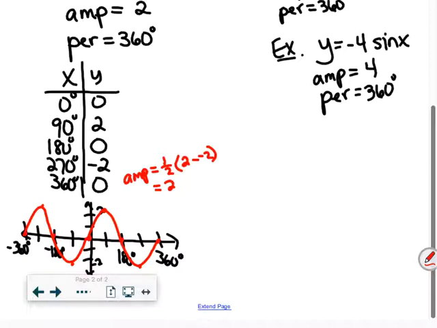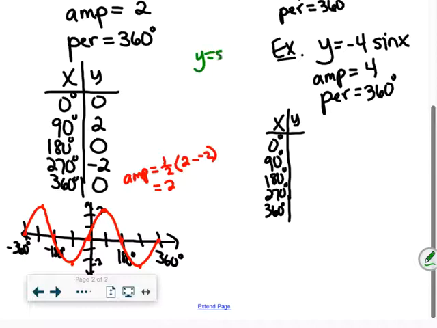All right, let's do this one over here: y equals -4 sine x. So I go 0, 90, 180, 270, 360. But what you're doing is using, and maybe I need to draw it here, remember, for the parent function y equals sine x, it was 0, 90, 180, 270, 360, and it went 0, 1, 0, negative 1, 0. Okay, that's what I'm using.